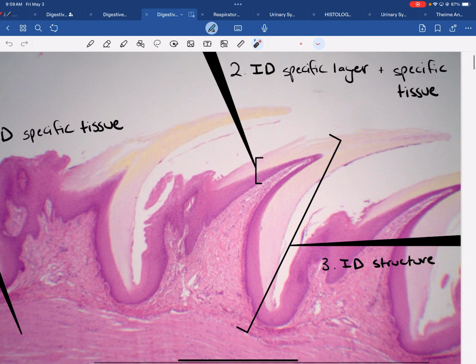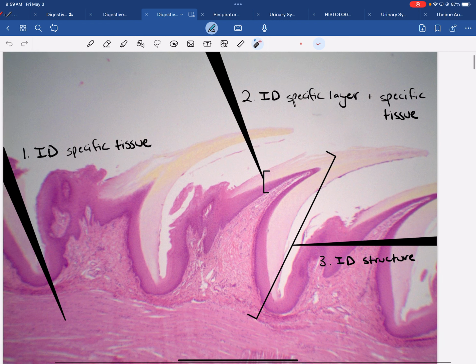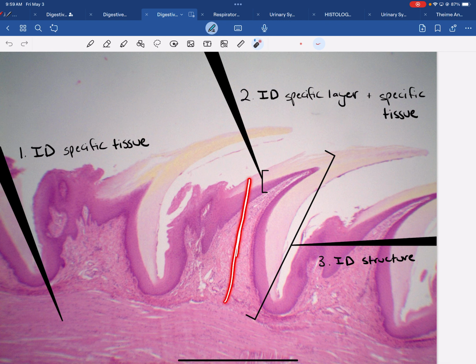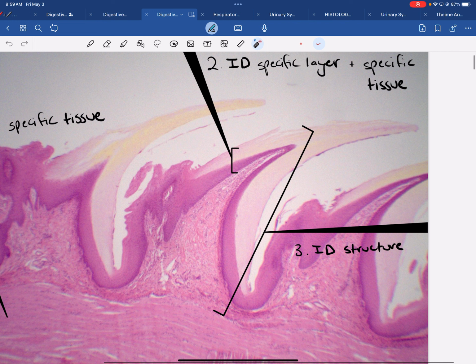What is this layer, this general layer? This is not in the lab manual, I don't think, but if this is the lumen, then what's the first general layer of any region of the GI tract? Good, the mucosa. And then the mucosa has regions within it. So what is this region? Good, the epithelial tissue layer.